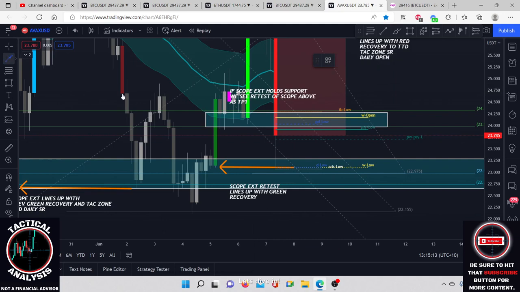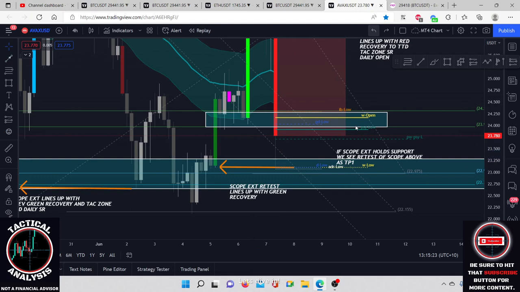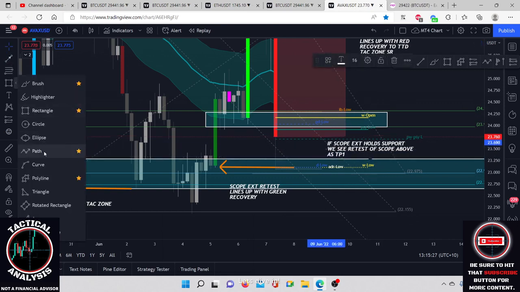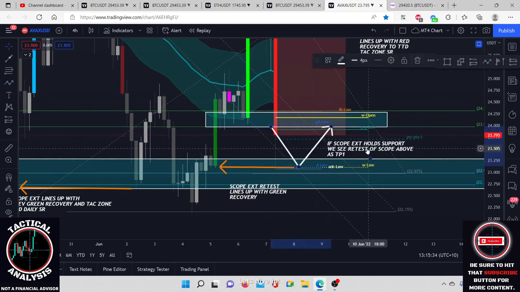Here we go. We're looking for, if this holds support, oops, hold on, I don't know where that just went. Let's see. Here we go. All right, let's grab this, and then I am out, guys. All right, we're looking for this. If this holds, we see TP1.